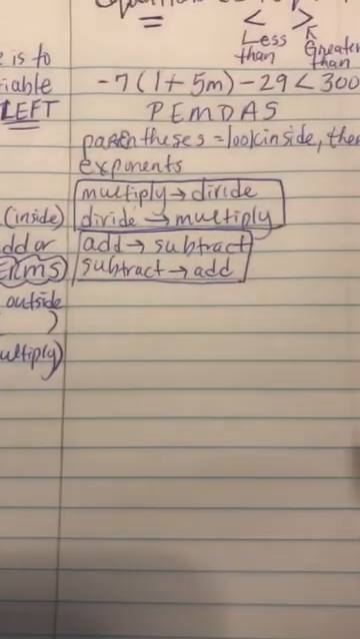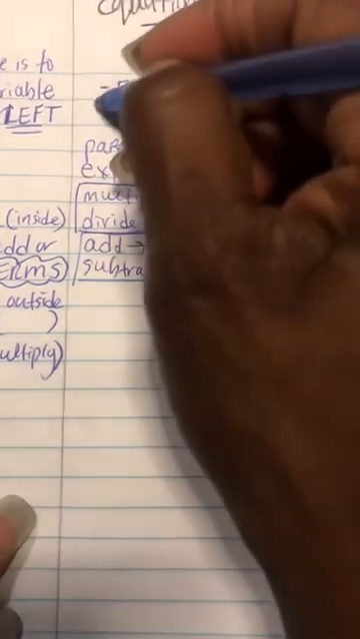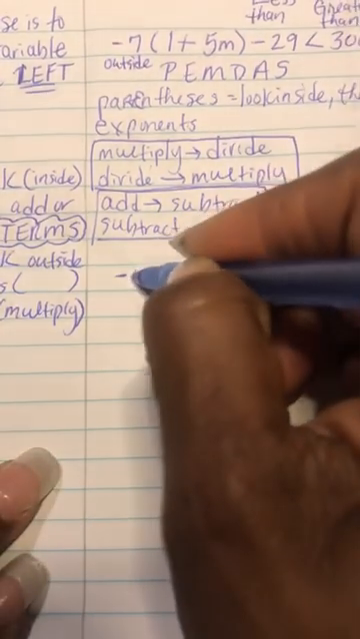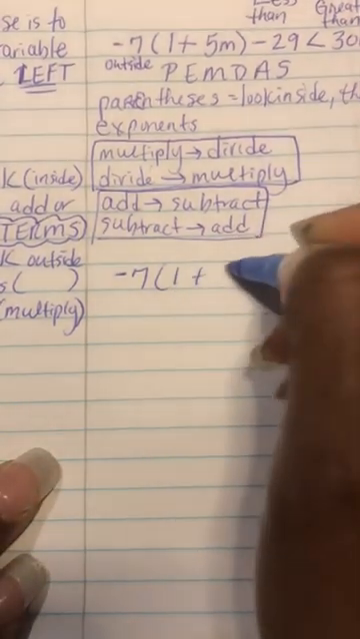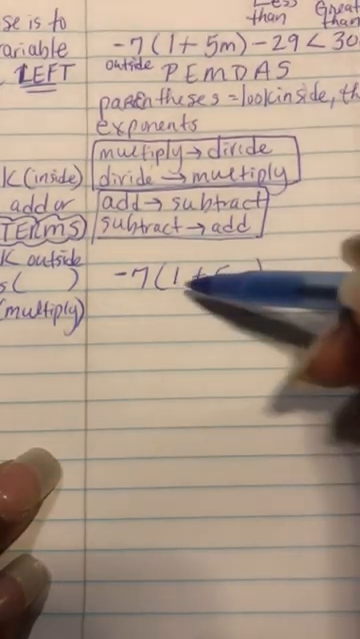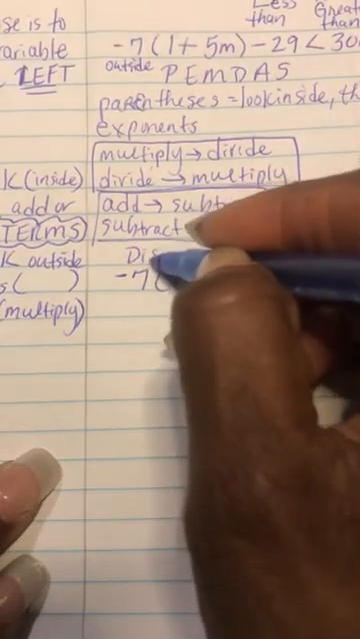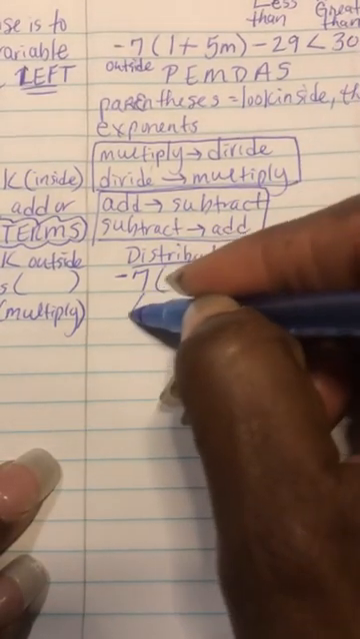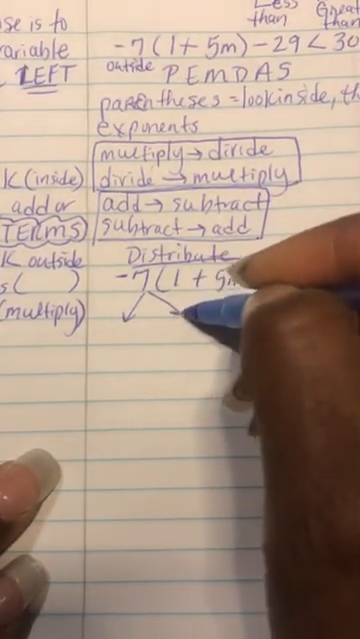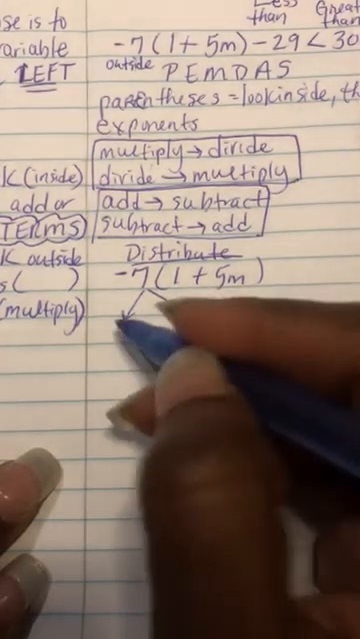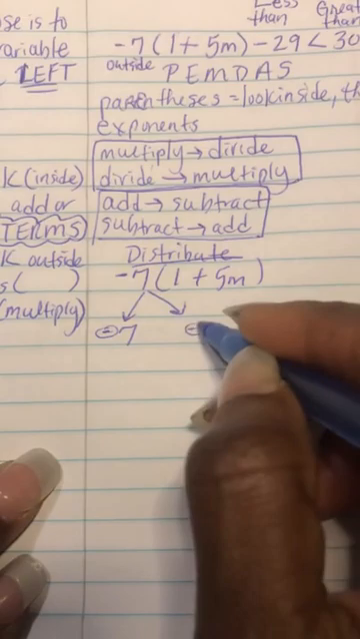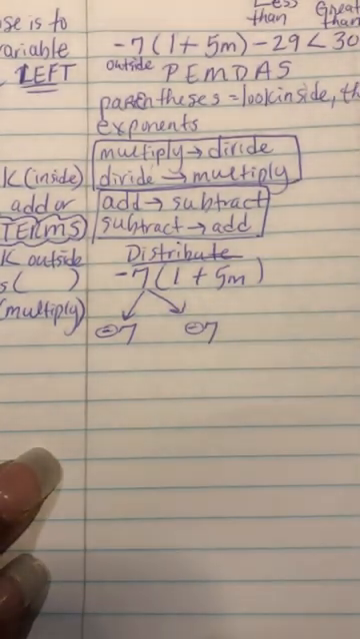So here we see that outside of the parentheses is the number -7. So I'm going to write it here so we can see it more clearly. So we have -7, 1 plus 5m. So in order to distribute, we are going to draw an upside down V from the outside number. And we're going to write it here. And I'm going to circle my negative so that I don't forget to put the negative with it.